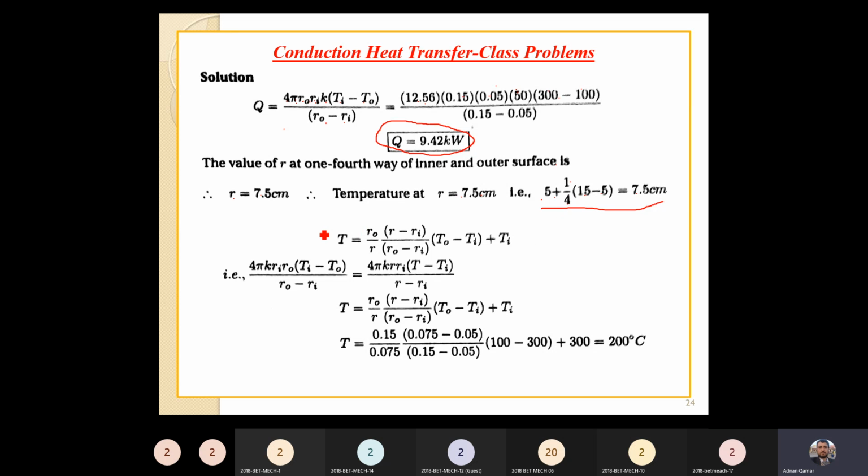radius. So T is equal to (R naught over R) times (R minus Ri over R naught minus Ri) times (T naught minus Ti) plus Ti. By putting all values in this equation, this is basically the way it has been calculated. Putting all these values in this equation, you will get the temperature at the 1/4 part of the sphere.